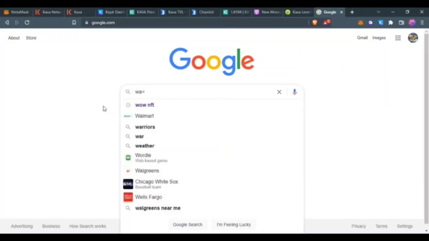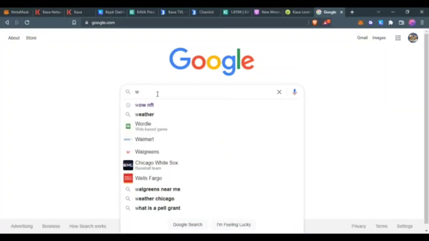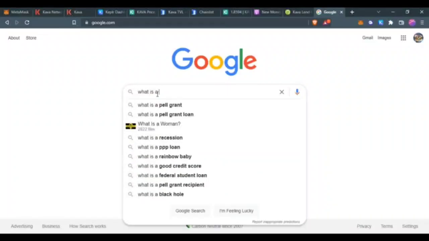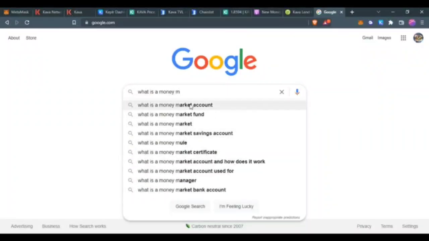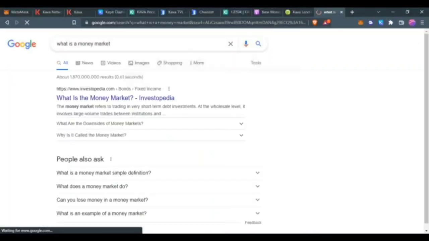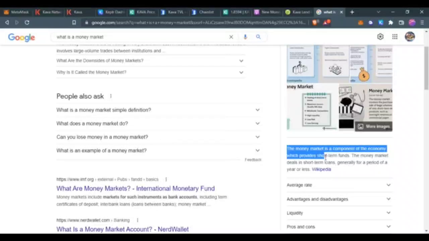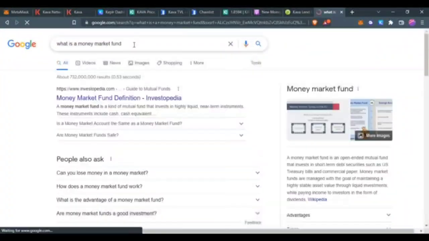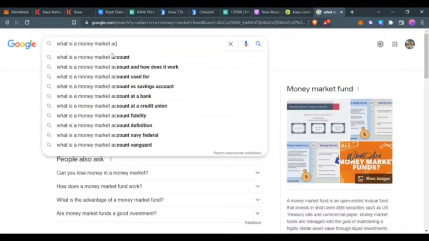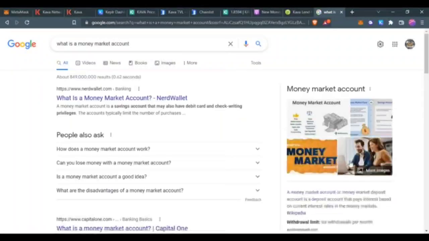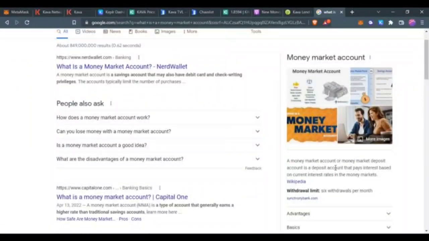Here we go. What is a money market? So the money market is a component of the economy which provides short-term funds. The money market deals in short-term loans generally for a period of a year or less. And then you also have what is a money market account. A money market account or money market deposit account is a deposit account that pays interest based on current interest rates in the money markets. So there we go.